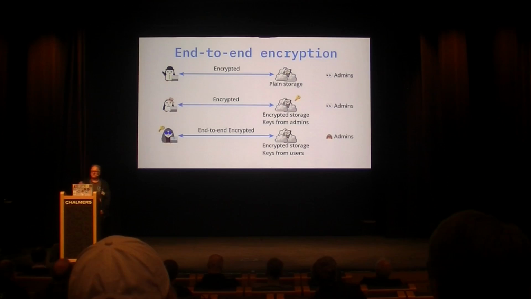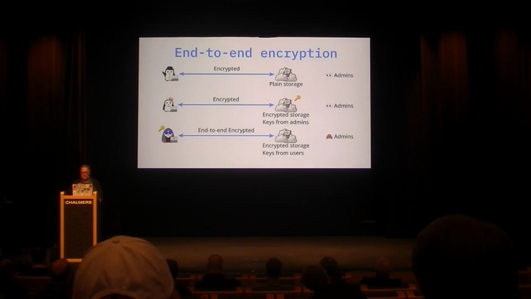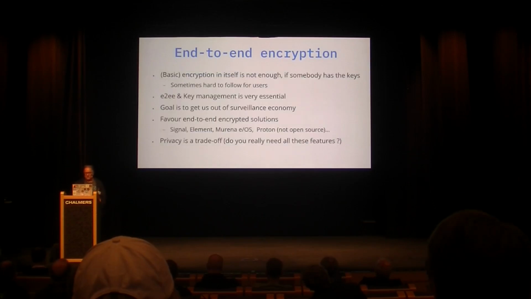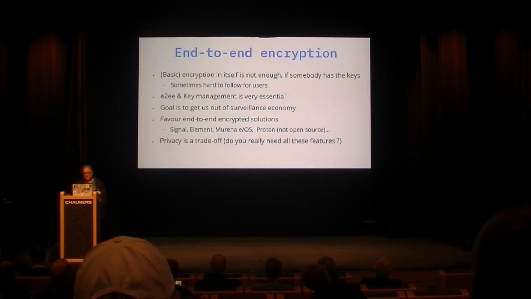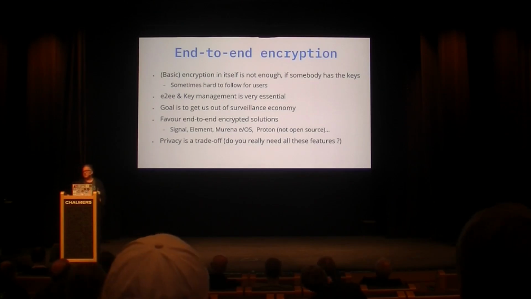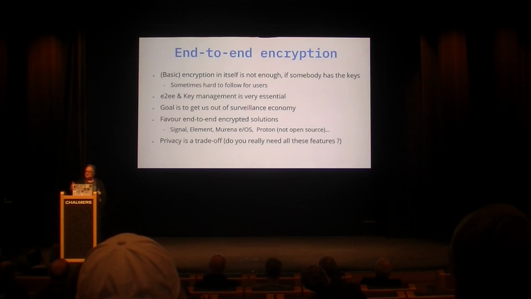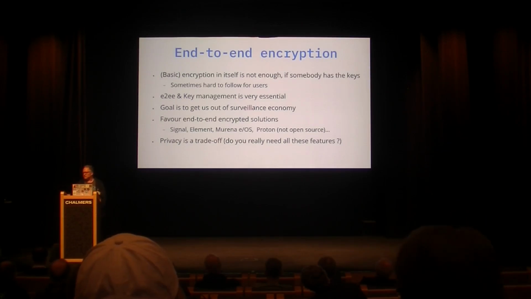And end-to-end encryption is when the only people that have the keys are yourself and the people that you decided to share the data with. And that's what is important in an encrypted system. So basic encryption in itself is not enough. If somebody else has the keys, it will not work. It will not protect your data in the way you think it is. So this can be confusing for users.